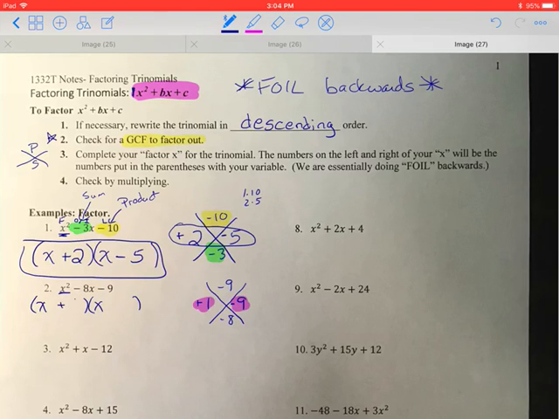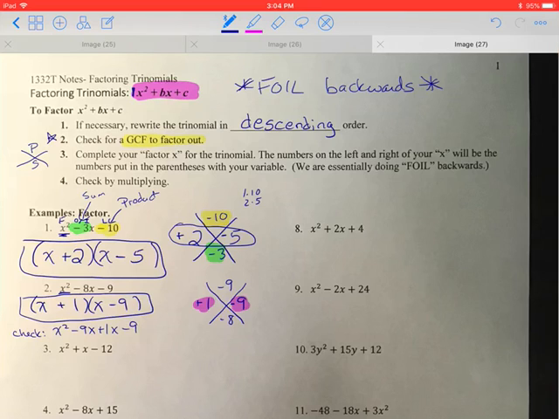I'm going to put a positive 1 and a minus 9. I'm going to show you the check on this one. So if you want to check it, you would FOIL. So x times x would be x squared. My outside would be x times negative 9, so negative 9x. The inside product is positive 1x, and then 1 times negative 9 is negative 9.